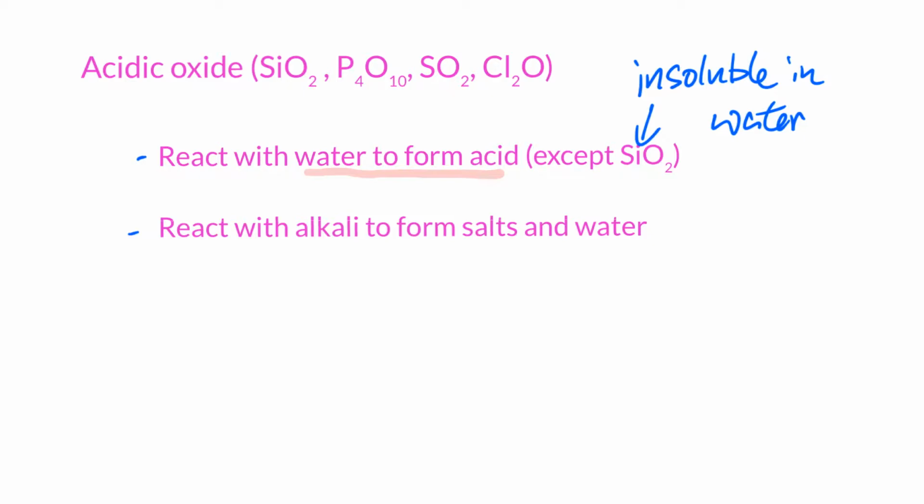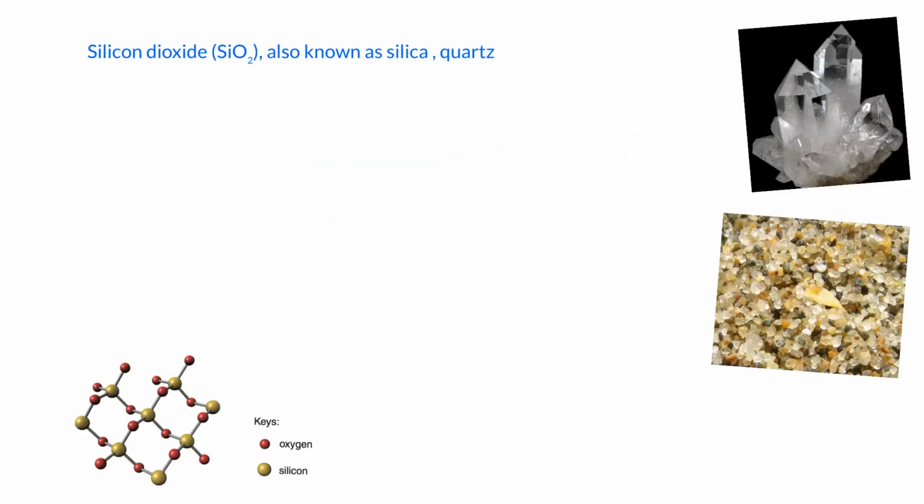So let's have a look at the first one. Silicon dioxide, we also call that silica or quartz. Actually, you can find quartz in sand as well. You can have a look at the pictures here. This crystal clear, colorless one is the quartz, while the one here is the sand. If you take a closer look, you can find those colorless bits. It's actually small pieces of quartz. So silica, quartz, and sand are all silicon dioxide.